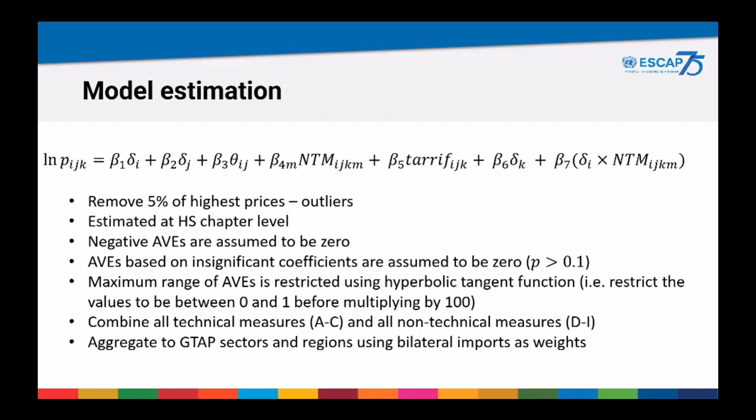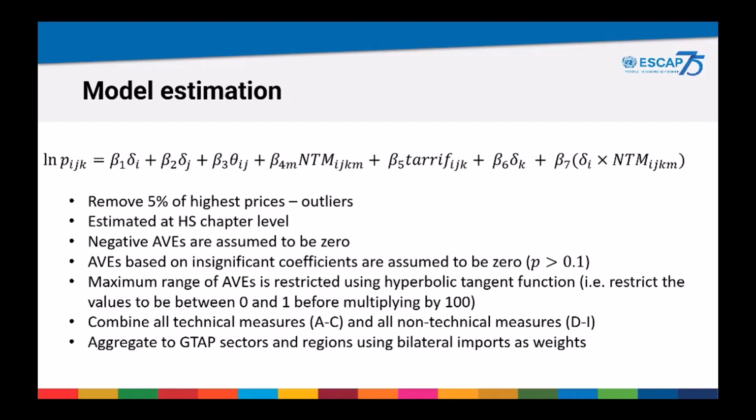We assume that negative AVEs are 0 because we assume that any type of non-tariff measure is likely to increase the cost rather than decrease it. We only pick significant AVEs, otherwise we assume them to be 0. And because of the exponential function that we use to derive the actual AVE, we use a hyperbolic function to restrict the maximum amount to 100.